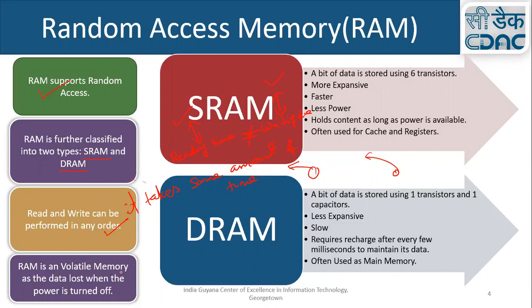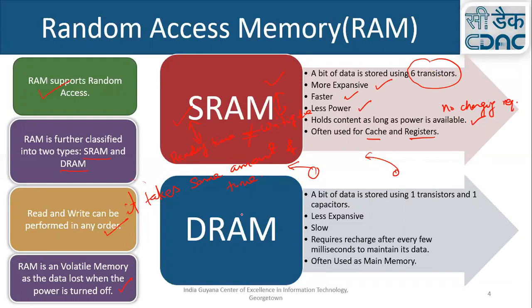RAM is a volatile memory, as the data is lost when the power is turned off. Then SRAM, which we already finished, covers the cache and register types of memory. It uses transistors, especially 6 transistors, to store 1 bit. It is more expensive, it is faster, it consumes less power, and holds contents as long as power is available, meaning no charging is required.